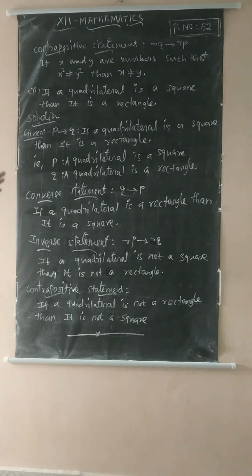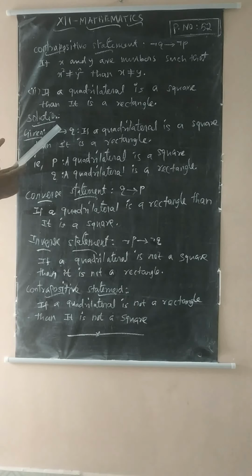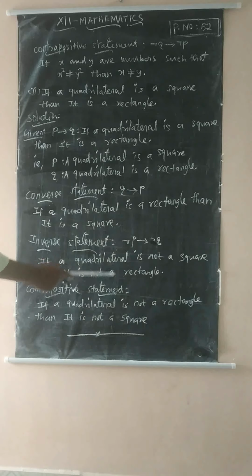Those four types are very simple. First given is the conditional statement. In the conditional statement, interchange the sentences to get the converse statement, and then in the conditional statement apply not in both statements to get the inverse statement. Next one is the contrapositive statement. Move to the converse statement, and in the converse statement apply not in both statements to get the contrapositive statement. Those are also very simple ones, students. Do it, students. Thank you.